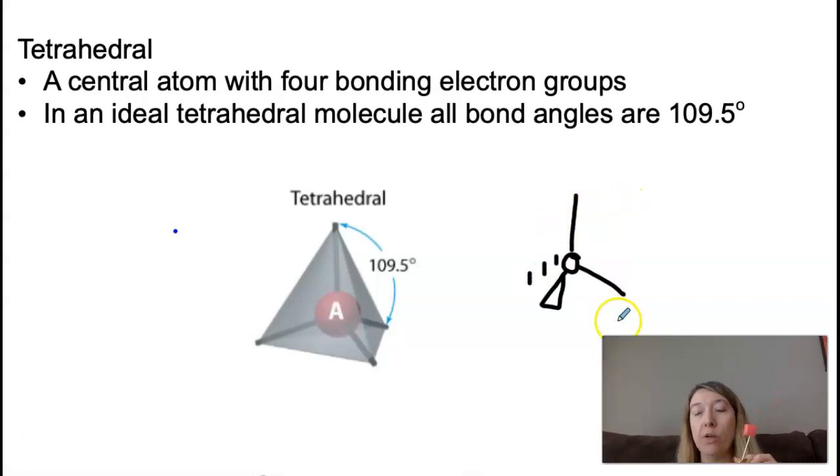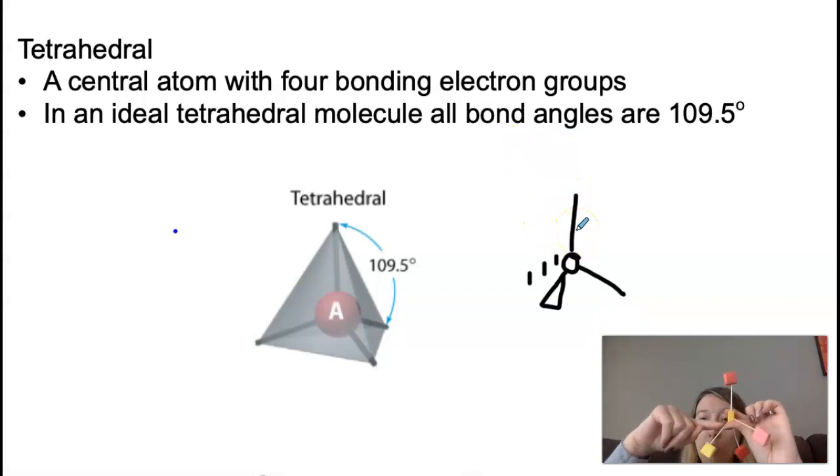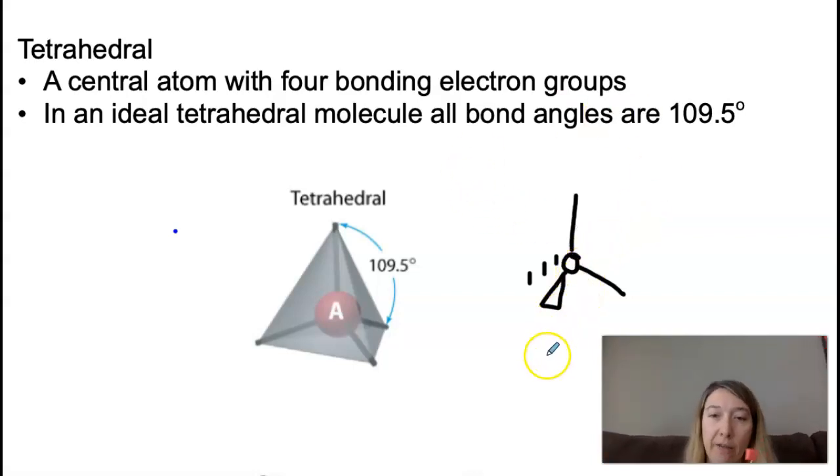Okay, so generally what you're going to find with tetrahedral, which is what this shape is called, is we get two normal lines. We get one wedge because it's coming towards you, and one dashed because it's going away from you. If you are at home in quarantine while this is happening, if you have little marshmallows, they might work a little better than Skittles, or not Skittles, Starburst. Skittles will not work so well. I don't think you'll be able to shove toothpicks into them. But some type of manipulative definitely does help make this a little bit easier to recognize, okay?